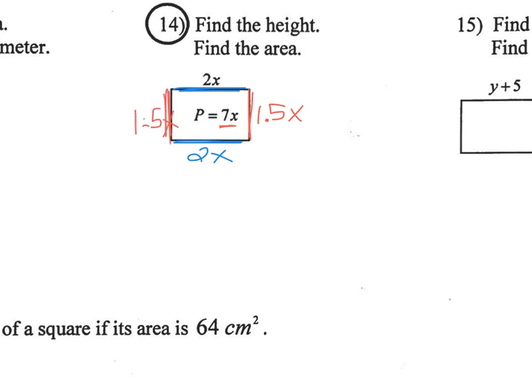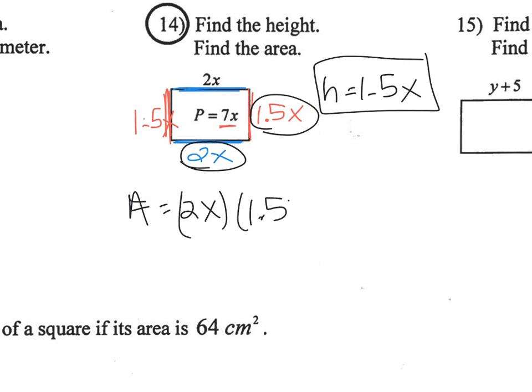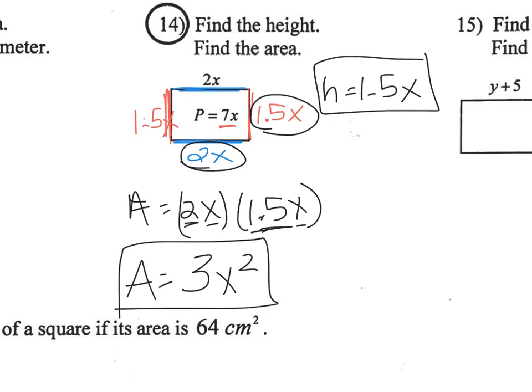So now I have my base and my height. So you need to find the area. So I found the height. The height is 1.5x. I know that looks weird, but that's it. And my area is the base 2x times my height 1.5x. So you multiply. 2 times 1.5 is 3, and x times x is x squared. So that's your area, 3x squared.